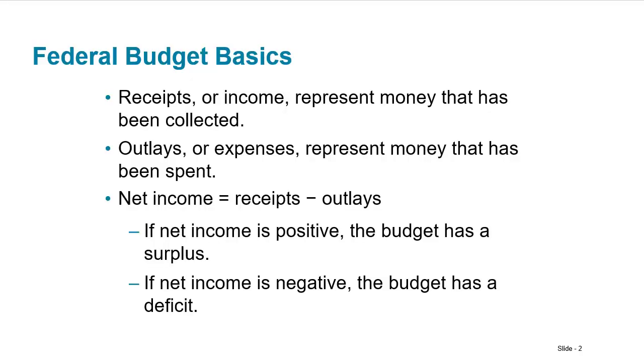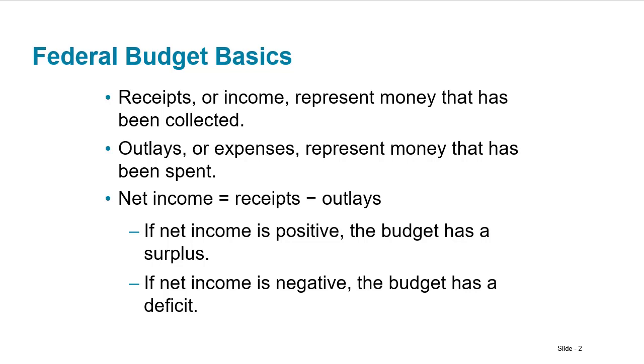So some of the basics. Receipts or income represent money that has been collected. Outlays or expenses represent money that has been spent. The net income is quite simply just receipts minus outlays. It's just fancy names for money coming in and money going out.